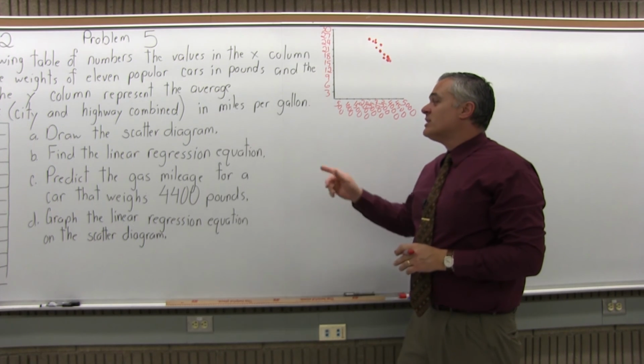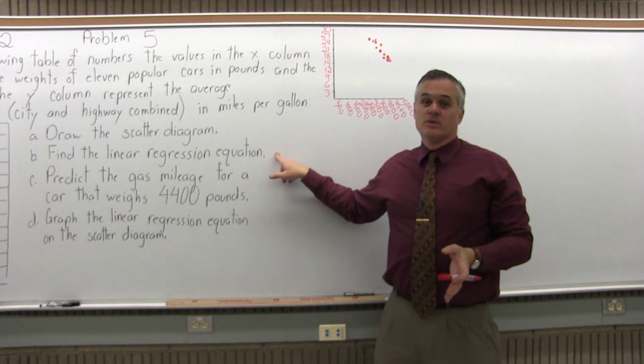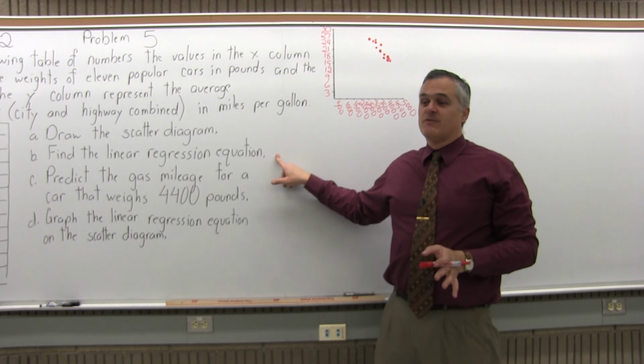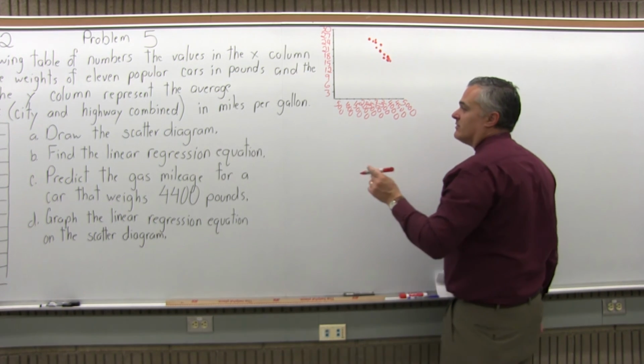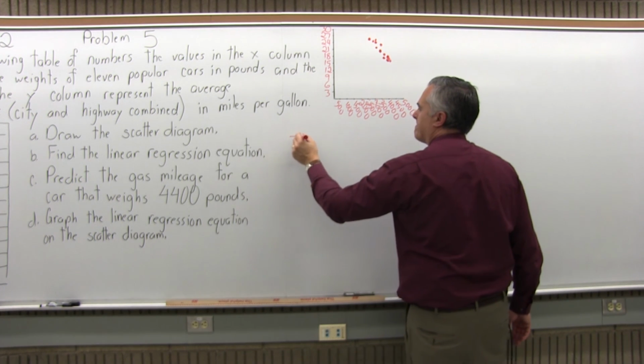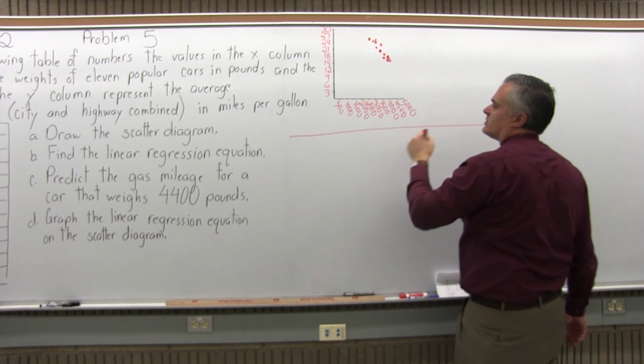The second one, find the linear regression equation. So find the y equals a plus bx equation. It's a 5-step process. Step 1, fill in the chart. So I'll put the chart right underneath.